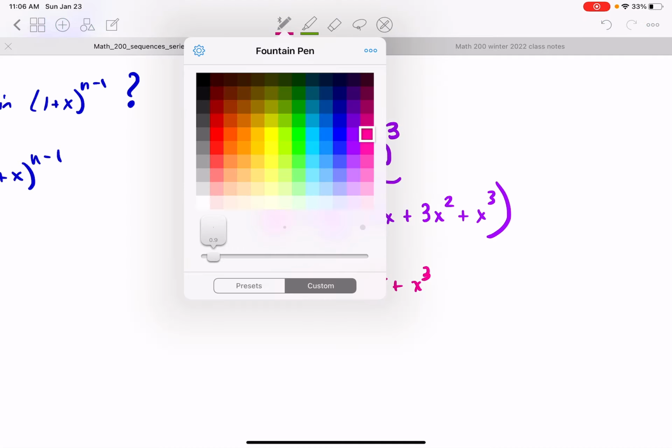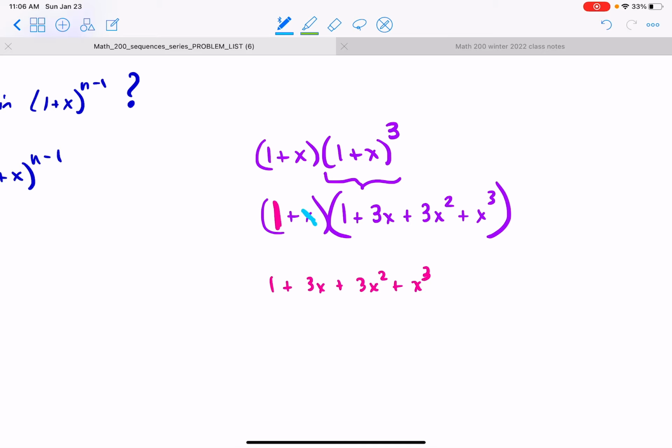Okay, and what happens when I multiply this by 1 plus x? Well, I either get a 1 times this whole thing, in which case I'll have 1 plus 3x plus 3x squared plus x to the third. That's easy. Multiplying by 1 is easy. Or I'll get the x. So then I have a plus, right? A plus. Maybe I'll put my plus.